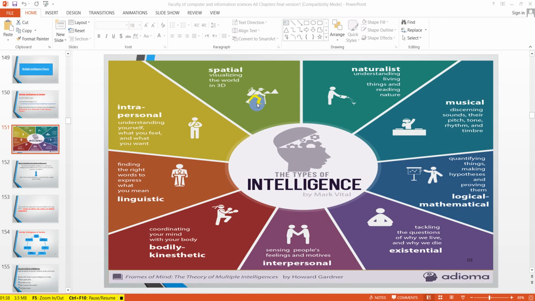emphasized seven types of intelligence, which are spatial intelligence, musical intelligence, logical, mathematical, interpersonal intelligence, bodily kinesthetic intelligence, linguistic, intrapersonal intelligence. After that, he added two more types of intelligence, naturalist and existential intelligence.